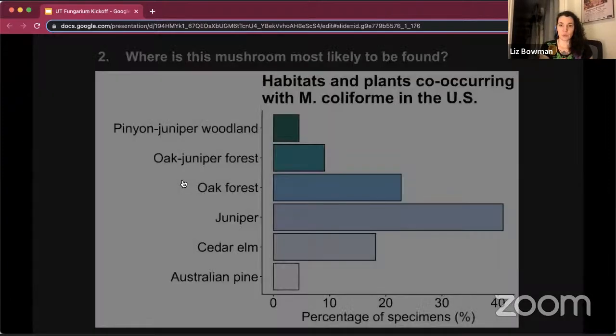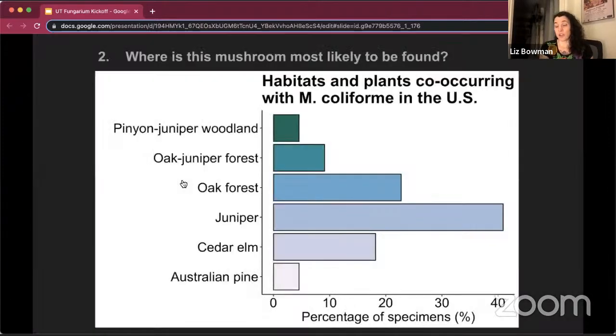Can go to the next one. And so where would I look? Only about, I think it was 38 of the observations had habitat information, and it varied widely. I had to kind of go through and curate it. So that's why it's kind of a wide array of types of habitats and plants.